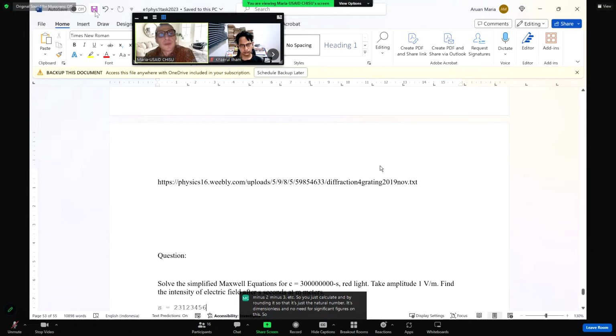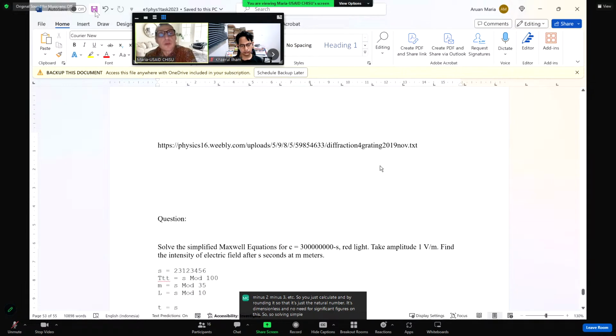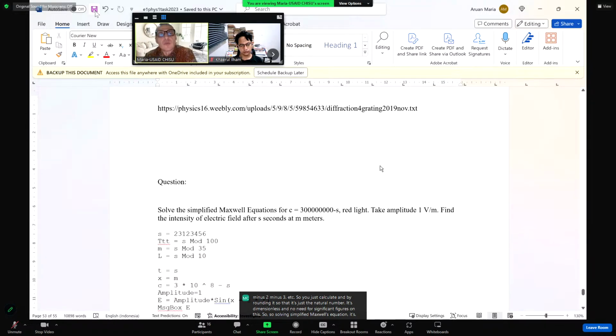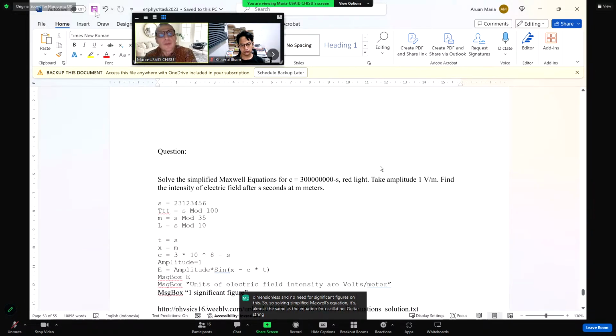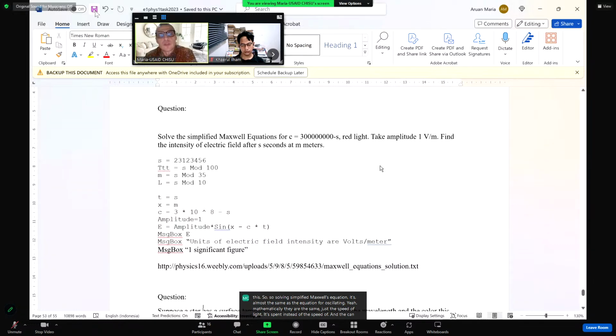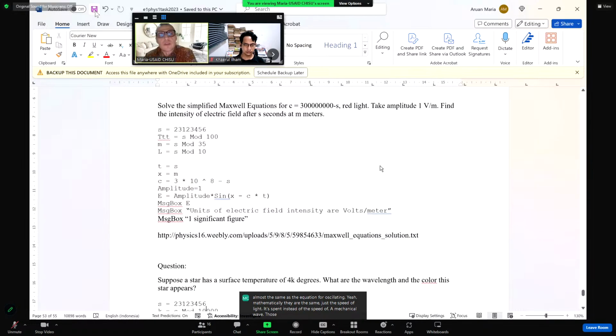So, solving the simplified Maxwell's equation, it's almost the same as the equation for an oscillating guitar string. Mathematically they are the same, just the speed of light instead of the speed of a mechanical wave. Those are the differences, but only insignificant.